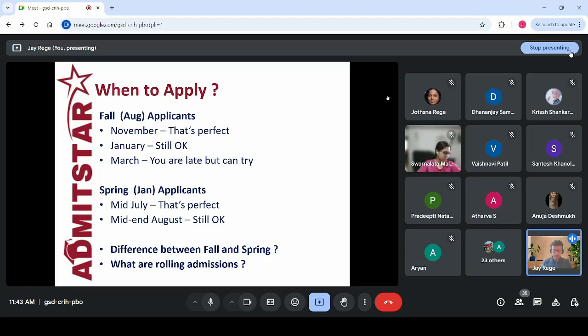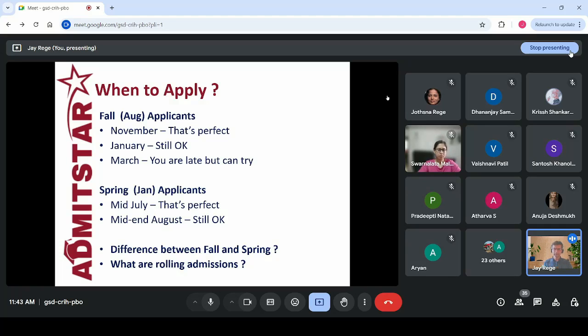Okay. Coming to the difference between applying for a fall admission or spring admission. Fall is the major intake, and a big disadvantage of applying in spring is that you are not allowed to do a summer internship. I mean, international students are not allowed to do a summer internship if they go in spring, or at least the first summer.